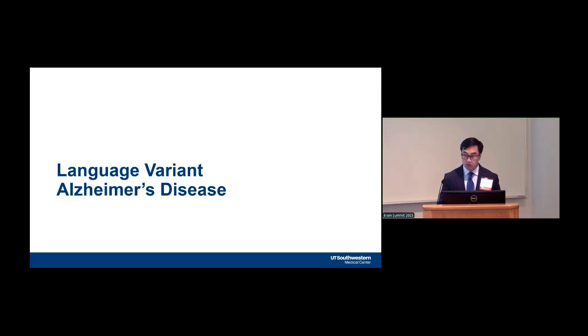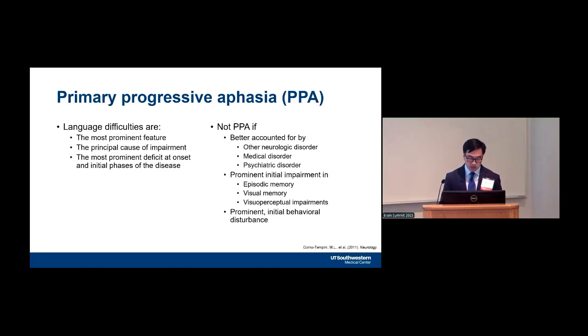Let's talk about the language variant of Alzheimer's disease. And so, broadly speaking, when a patient complains about progressive language disorder, that usually falls under the realm of what we would call primary progressive aphasia. The diagnostic criteria for this syndrome from back in 2011 defines it when you have a syndrome where language difficulties are the most prominent feature, and that's what's causing the most impairment. It's not really PPA, or primary progressive aphasia, when you have other neurological diseases or psychiatric diseases that could be playing a role, or when other cognitive domains are more prominently affected.